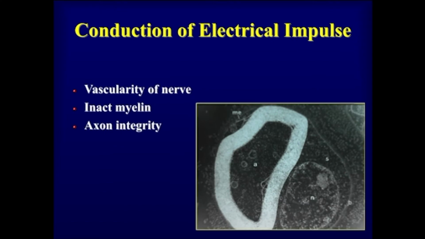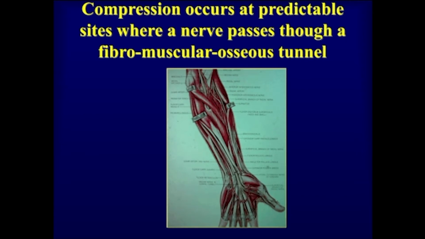In addition to vascularity, conduction of electrical impulses requires intact myelin for those large fibers which provide most of our sensibility and motor function. In addition to having intact myelin, the integrity of the axon is critically important for neurological function. It's also very important for us to have a firm understanding of the anatomy of the forearm, wrist, and hand, because nerve compression syndromes predictably occur where nerves pass through fibro-muscular-osseous tunnels.